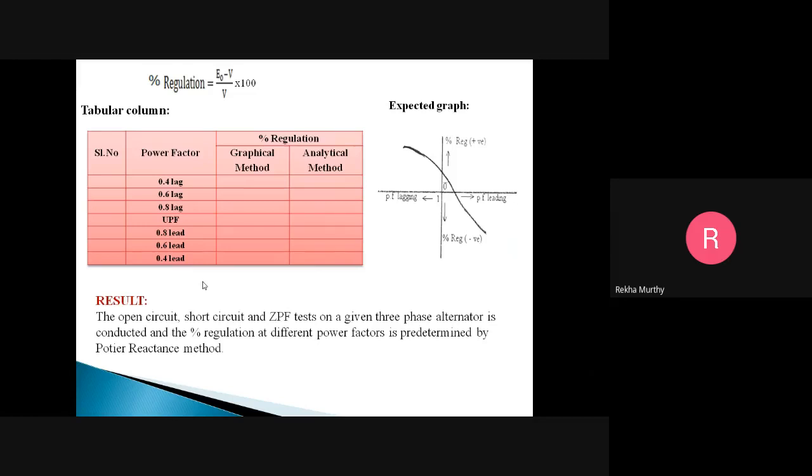So this is how we can complete the test. We have to perform the OC and short circuit tests in addition to the ZPF test for this alternator. And the percentage regulation at different power factors will be predetermined by making use of this Potier reactance method.